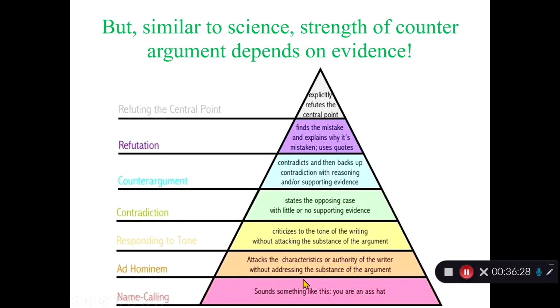So in a debate, you can have stronger versus weaker evidence. And so I did put this pyramid in here because it talks about the strongest evidence, which would be if you do refutation. If you find a mistake, explain why it's a mistake, provide all your sources, etc. As opposed to down here where you're just basically calling names.